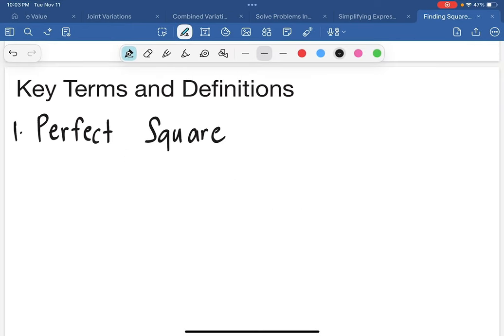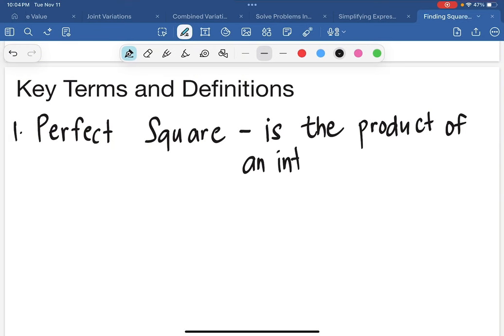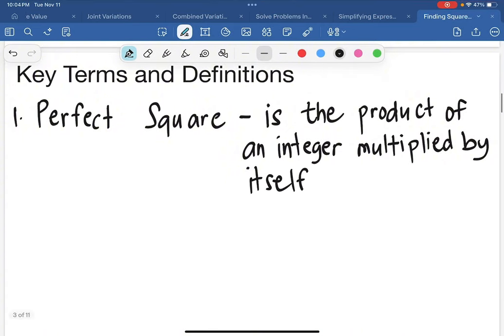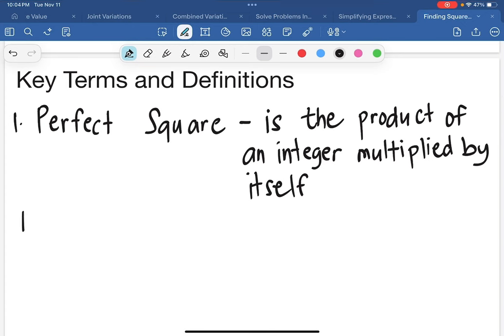Let's have some key terms and definitions, starting with a perfect square. Now, a perfect square is the product of an integer multiplied by itself. Now, we can have a list of numbers here, starting with 1.